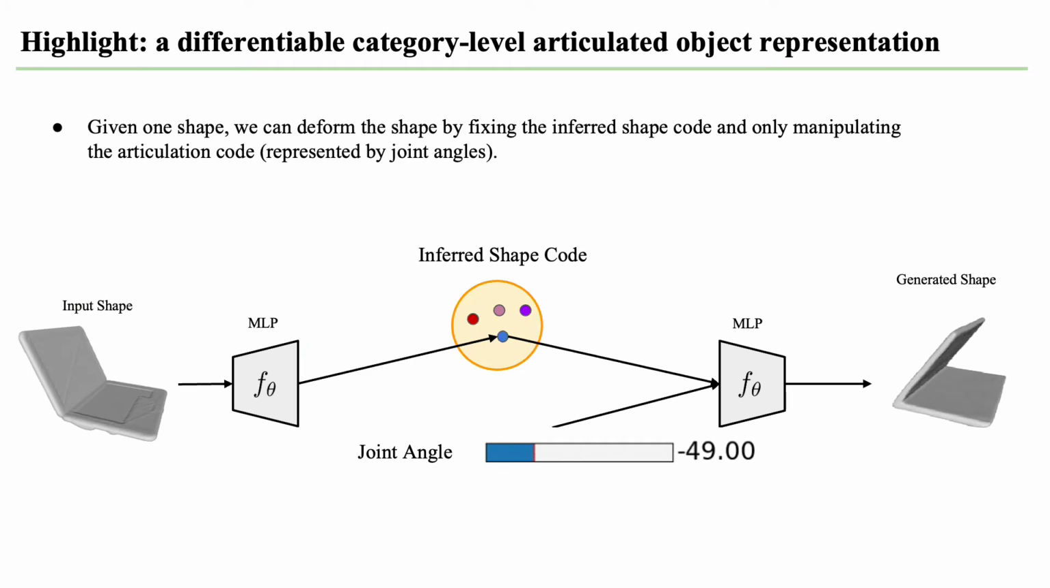We investigate a differentiable category-level articulated object representation. We represent articulated objects with separate codes for encoding shape and articulation. During inference, given an unseen instance, our model first infers the shape and articulation codes via backpropagation. With the inferred shape code, the model can generate shapes at unseen articulations by only changing the articulation code.